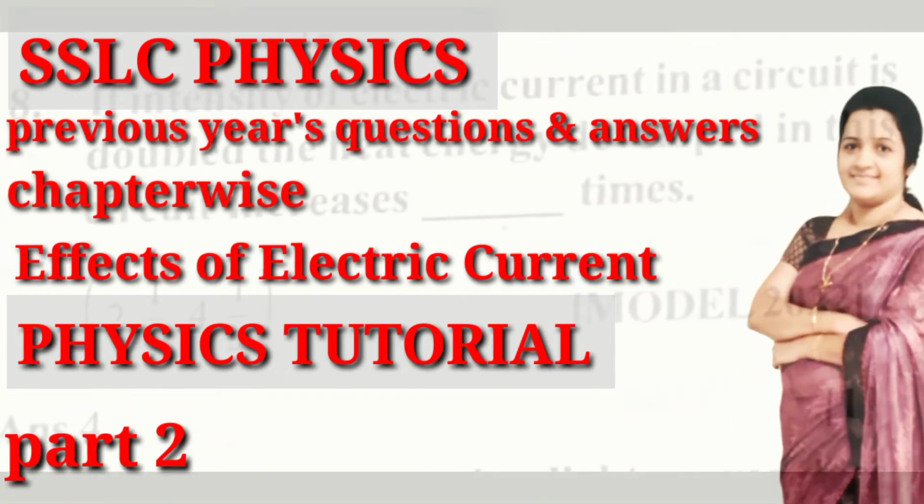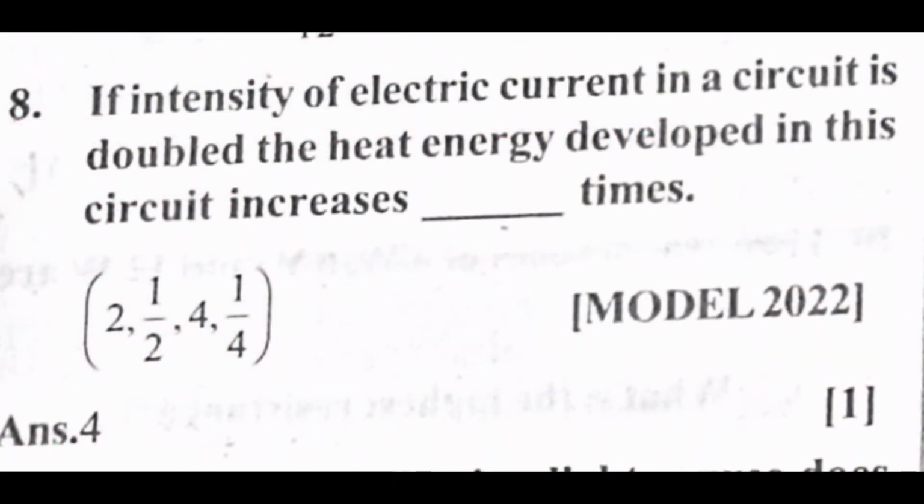Now we can move to the first question. The question is, if intensity of electric current in a circuit is doubled, the heat energy developed in this circuit increases dash times. The options are 2, 1 by 2, 4 and 1 by 4. This question is asked in the year 2022 model question paper.